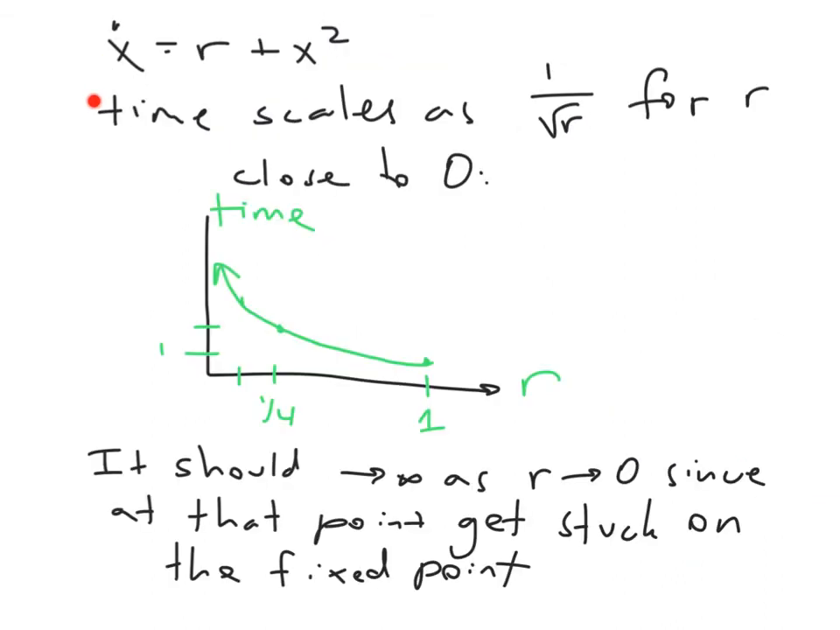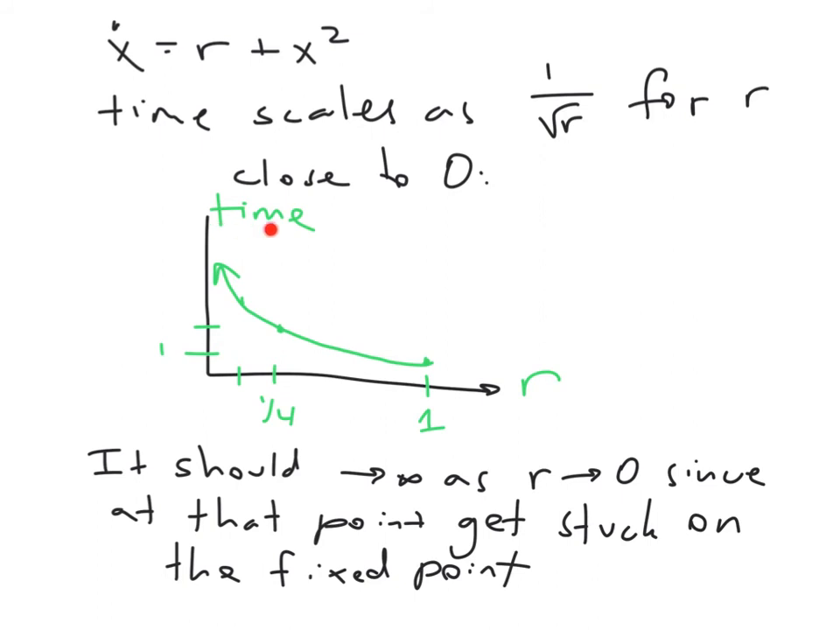So the differential equation we were considering was x dot equals r plus x squared, and we found that the time scales as 1 over the square root of r for r close to 0. Those are the values of r that we care about, and those are the values of r where things really take a long time through the bottleneck. And so this is what that curve looks like.